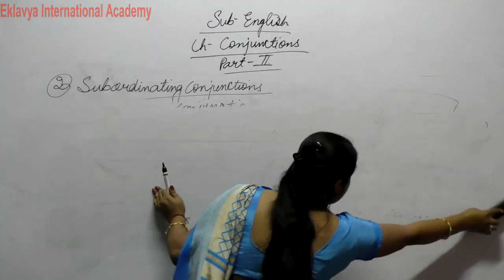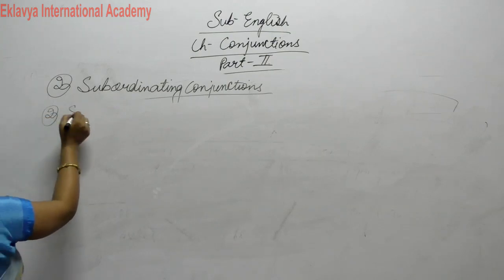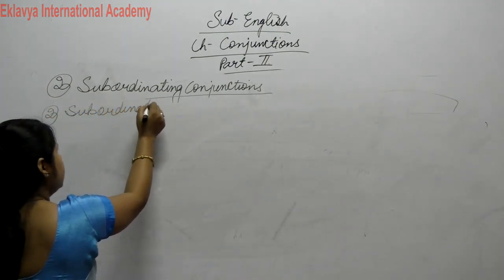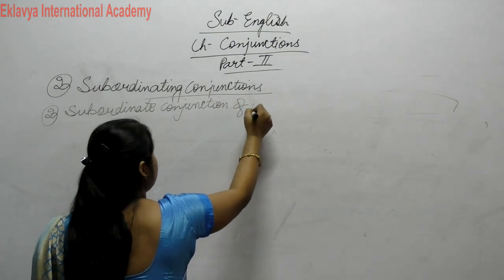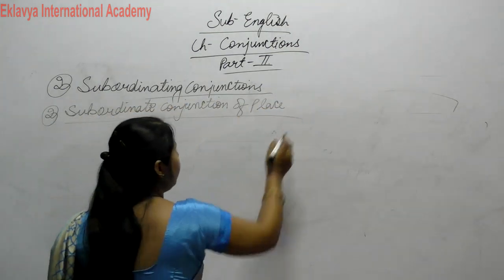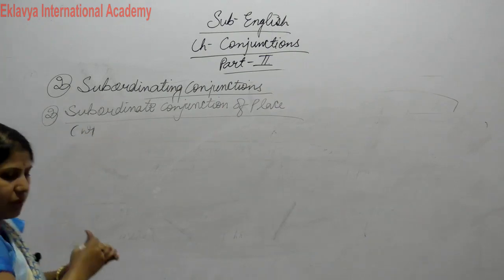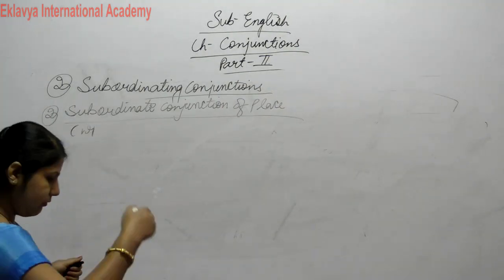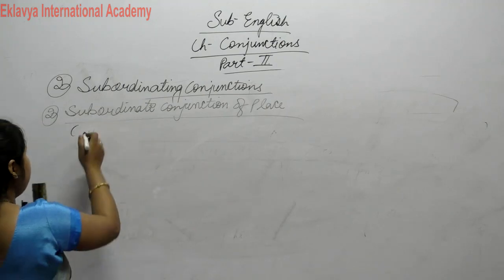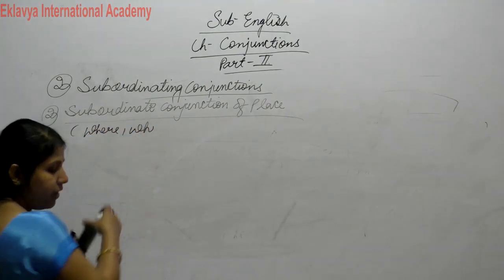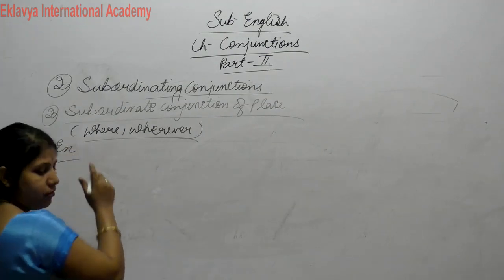Now the second subordinating conjunction is the subordinating conjunction of place. Clear? Subordinating conjunction of place consists of where and wherever. Write down examples.